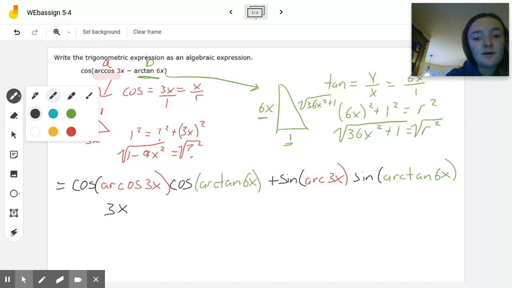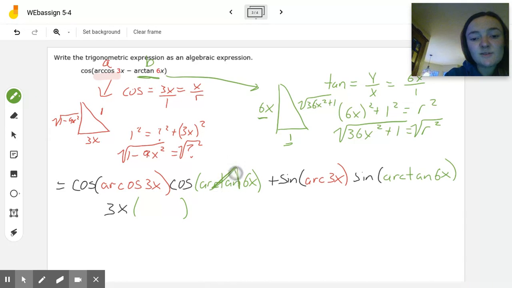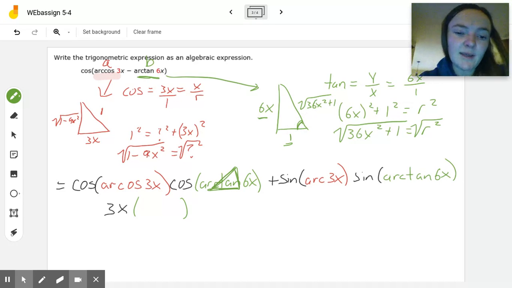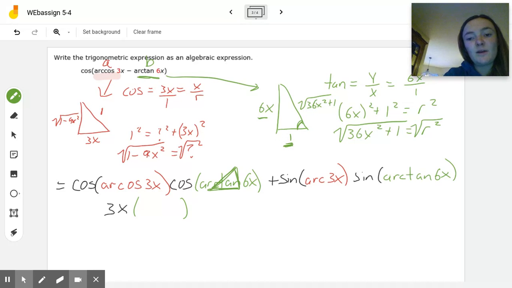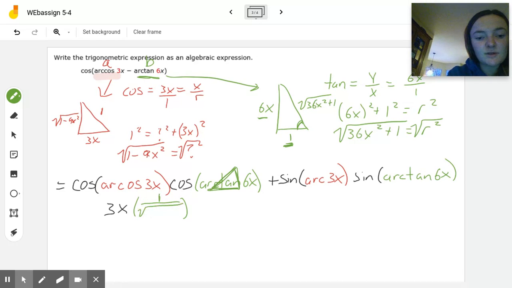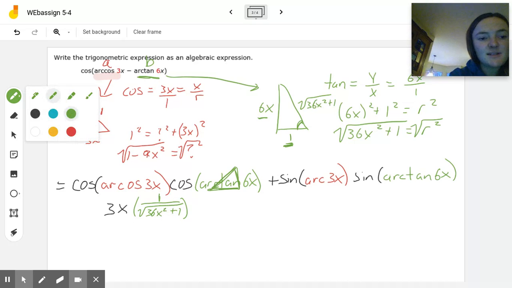Arc cosine of arctangent. So what I really want to know is what is cosine of the green triangle? Let's make sure we know what angle we're looking at. Cosine of the green triangle is going to be adjacent, which is 1, over hypotenuse, which is the square root of 36x squared plus 1. So we're going to say 1 all over the square root of 36x squared plus 1. All right, let's keep on going.